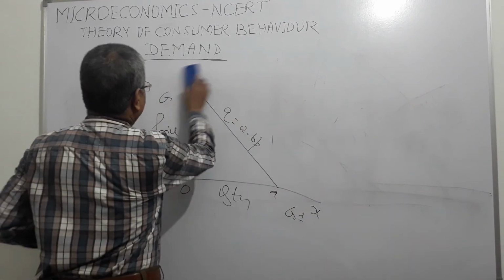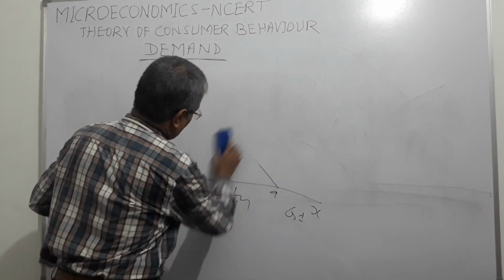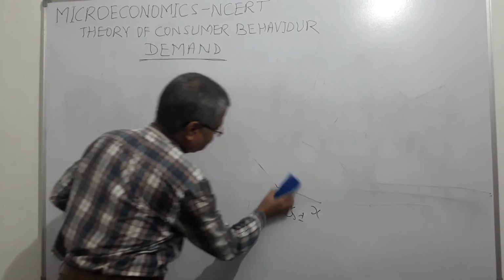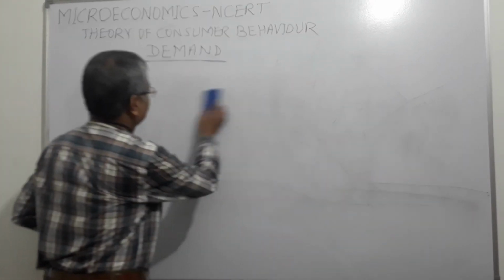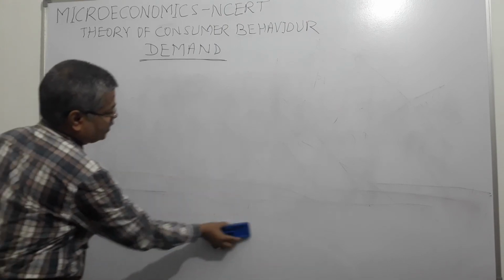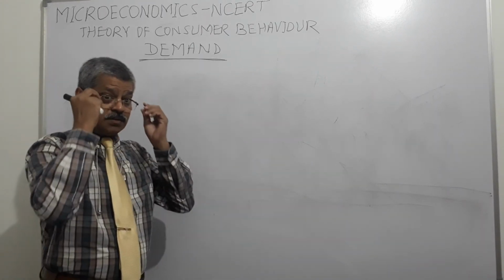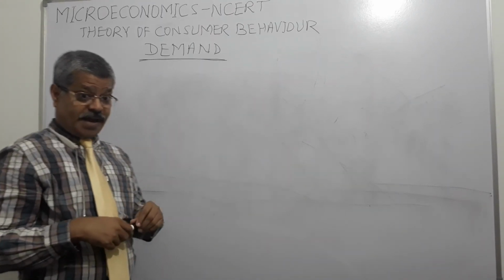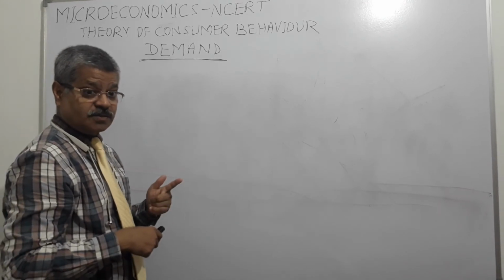Normal good. If my income goes up, the consumption of normal goods goes up, right? Those are called normal goods. If my income goes up, almost in the same proportion, the consumption of normal goods goes up. But in relation to the price, they continue to have an inverse relationship with the price.